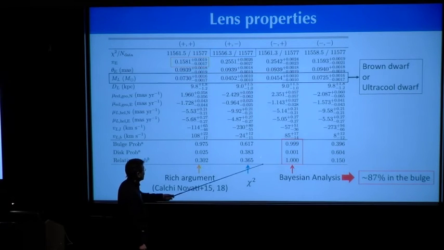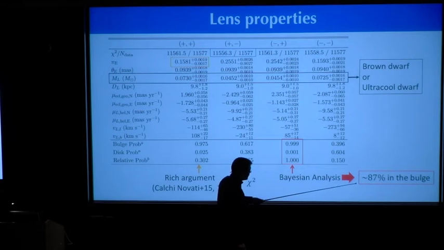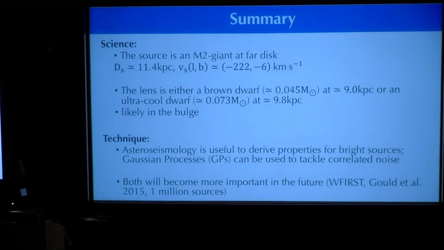If you weigh the bulge and disk probabilities by the posterior probabilities, you find that the lens is quite likely to be in the bulge, with more than 80% probability. Okay, so my time is up. Let me just put on my summary slide. I want to say the source is likely to be an M2 giant in the far disk because of distance and kinematics. And the lens mass is likely to be a brown dwarf if it's at 9 kiloparsec, and slightly more massive, maybe an ultracool dwarf, at about 10 kiloparsec. The lens is likely in the bulge.